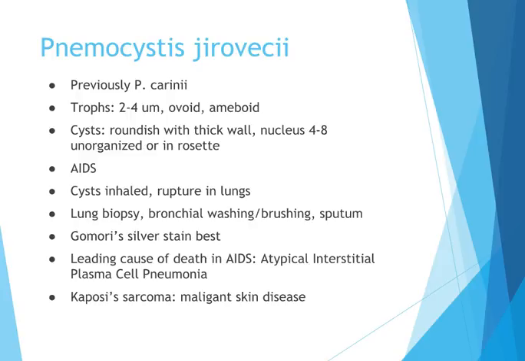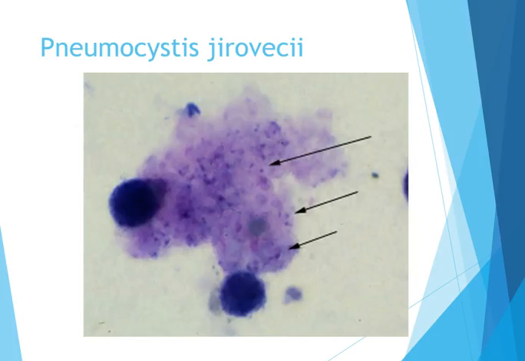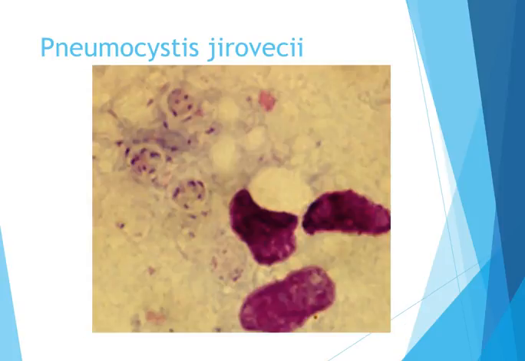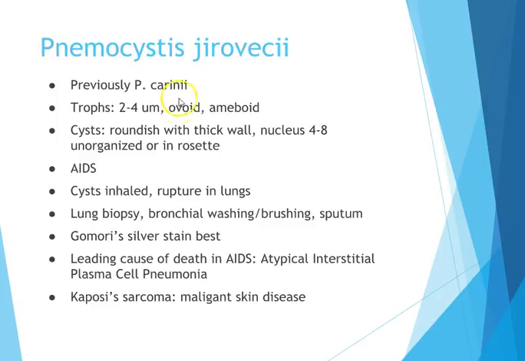I'm sorry. Okay, the next one is Pneumocystis jirovecii. I'm not sure how to pronounce that. It used to be Pneumocystis carinii, and they recently changed the name. These are easy to identify also, in my opinion. This is what they look like here. The trophs are 2 to 4, ovoid or amoeboid. The cysts are roundish with thick walls. It has a nucleus 4 to 8, unorganized or in a rosette.